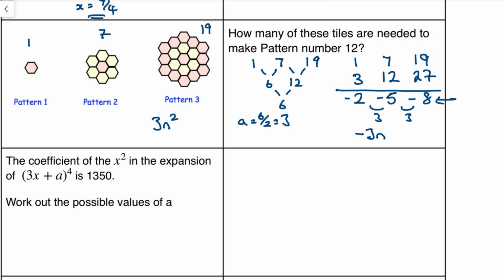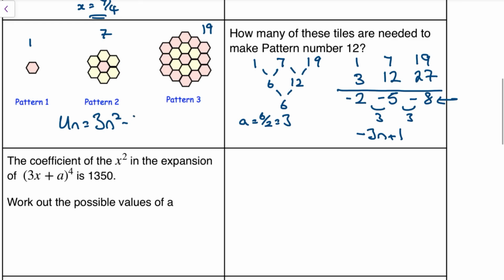What do I do to get from minus 3 to minus 2? Well, I'm going to add 1. So in other words, this is taking me quite a while to get here. I'm going to move this over. I can say my nth term, so my un, is going to be the 3n squared from the a I got before, minus 3n plus 1 from the linear sequence I've just worked out. And I still haven't done the question, have I?